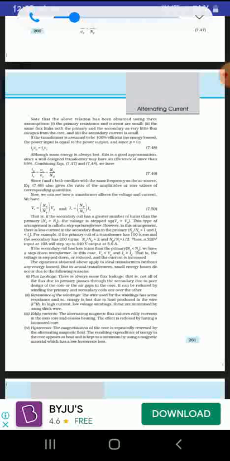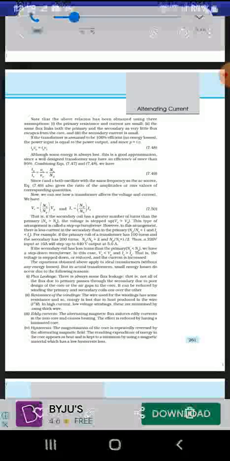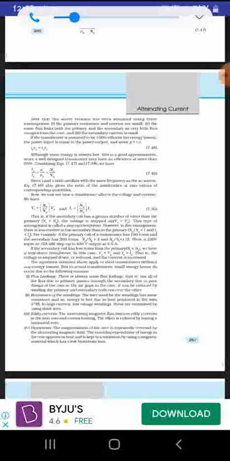But let us know about the small energy losses that occur, due to the following reasons. The first is flux leakage. There is always some flux leakage, that is, not all of the flux due to the primary passes through the secondary, due to poor design.